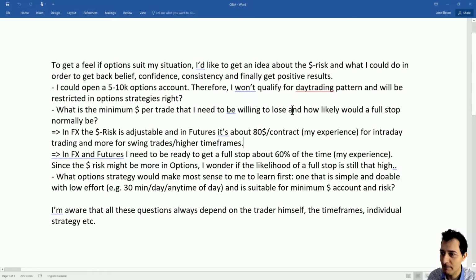Okay, so let's keep going. We talked about the size of the account and day trading. Now, what is the minimum per trade? The minimum per trade varies really, really greatly.